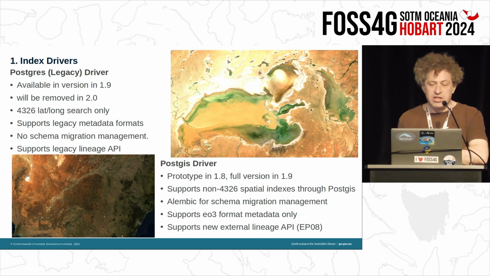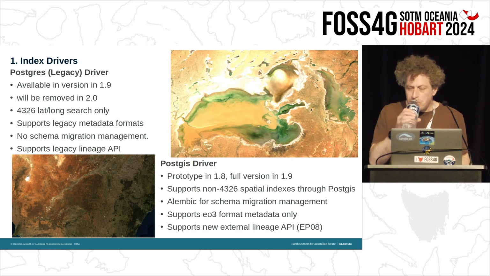While the legacy driver only supports lat-long bounding box search, the PostGIS driver supports alternate CRS and arbitrary polygon spatial search through PostGIS spatial indexes. This allows fast and accurate geospatial search in the native CRS, bypassing the anti-meridian and polar issues, at least for the search use cases. The legacy driver managed its own schema, which left it very brittle to change. The PostGIS driver, on the other hand, uses Alembic to provide managed schema updates, making it much easier to deploy database schema changes going forward.